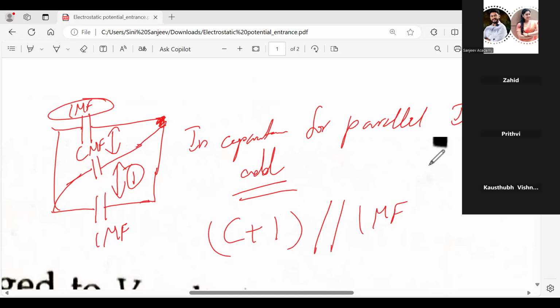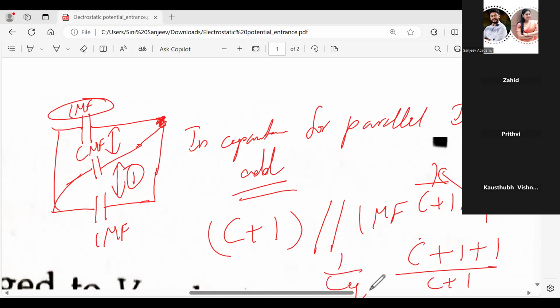So what do I do for that? 1 by C plus 1, plus 1 by 1. Then cross multiplying the same thing: C plus 1 plus 1 by C plus 1 is equal to my 1 by C equivalent. So I'll be getting C plus 2 by C plus 1. So what is my C equivalent? C equivalent will be C plus 1 by C plus 2.